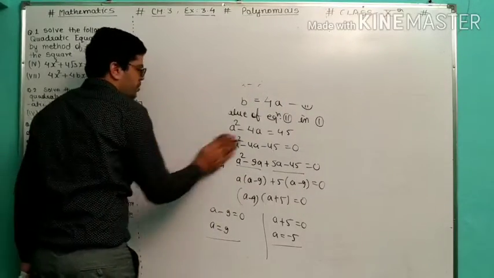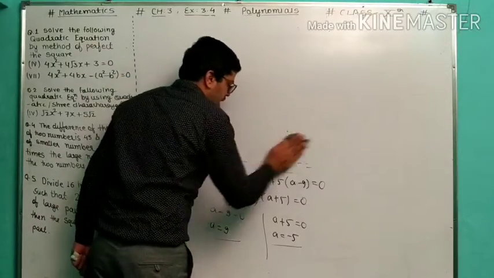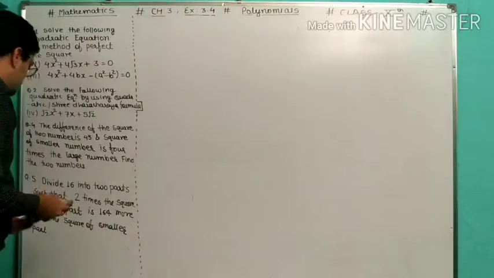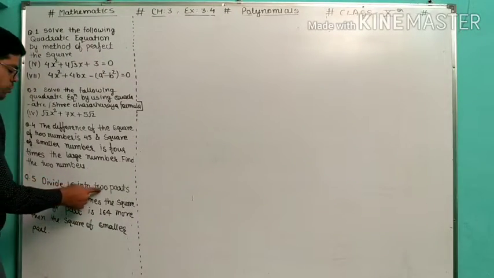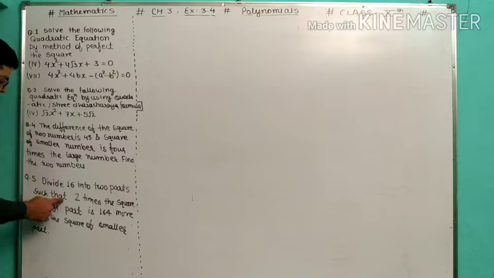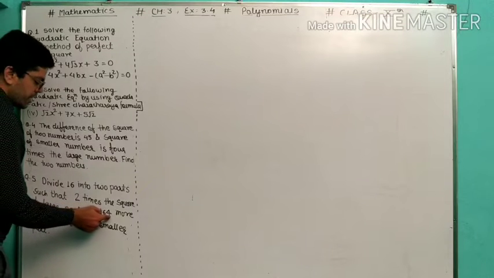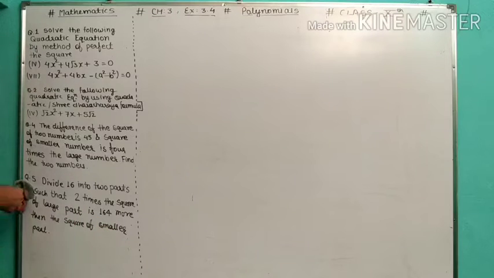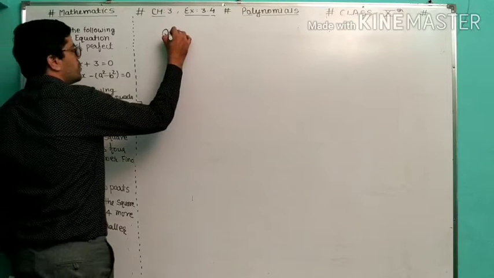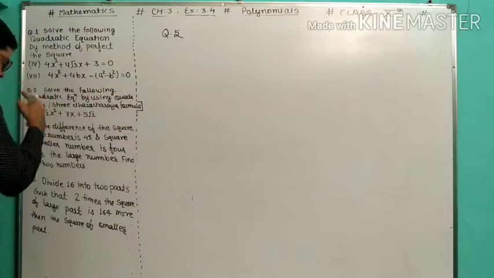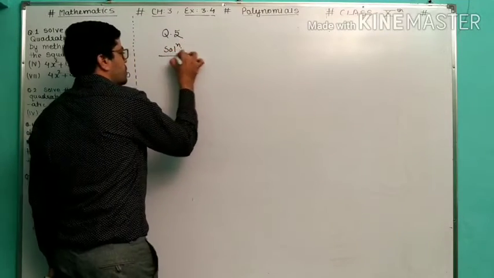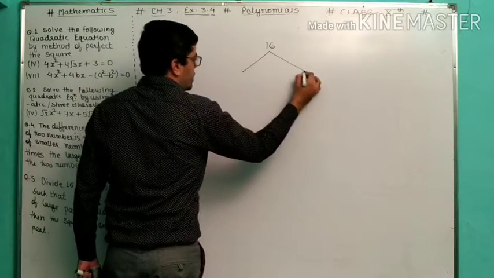Now we are proceeding with question number 5, and this is the last question of the video, and a very simple question. Divide 16 into 2 parts such that 2 times the square of the larger part is 164 more than the square of the smaller part. So question number 5. What is the statement? Divide 16 into 2 parts.